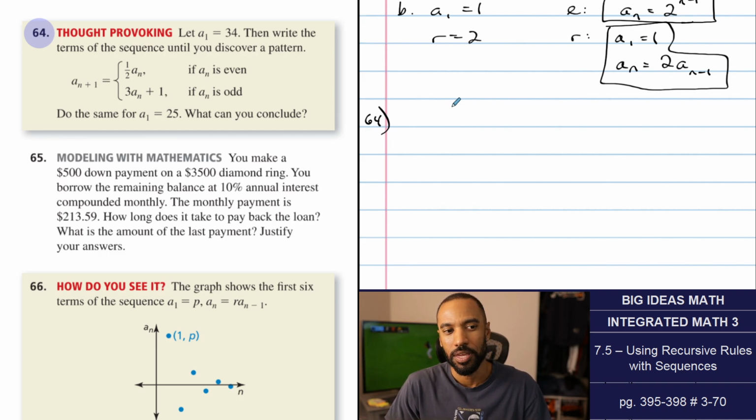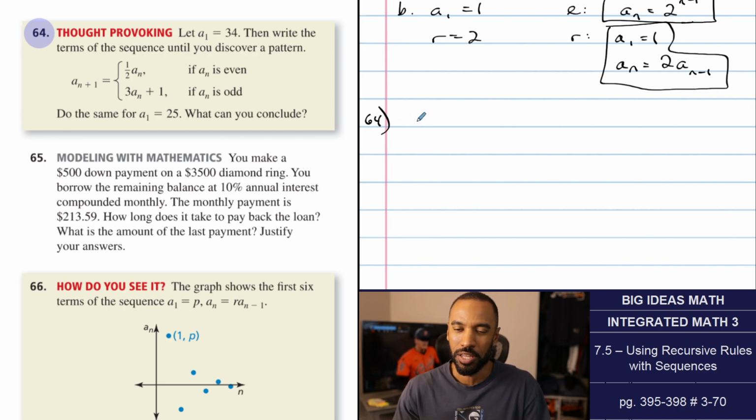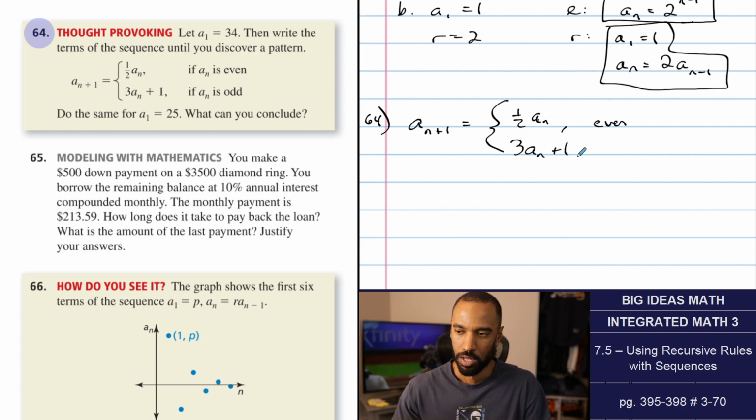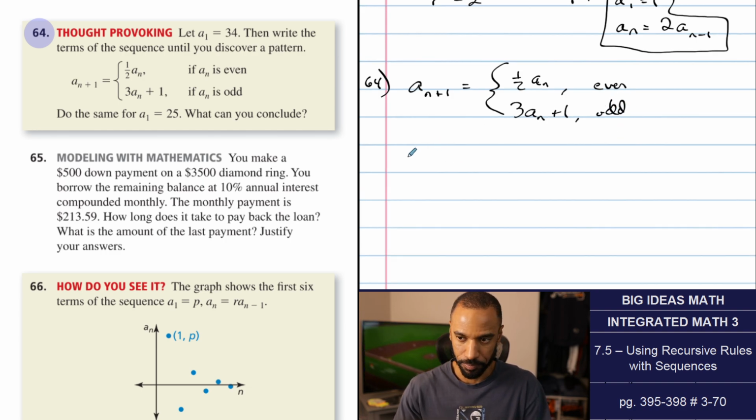This is something I almost want to try and do on this Google spreadsheet thing as well if this takes too long. So a sub n plus 1 equals, we're going to basically divide it by 2 if it's an even number, and we're going to do 3 times our number plus 1 if odd. So it is even to begin with, right?